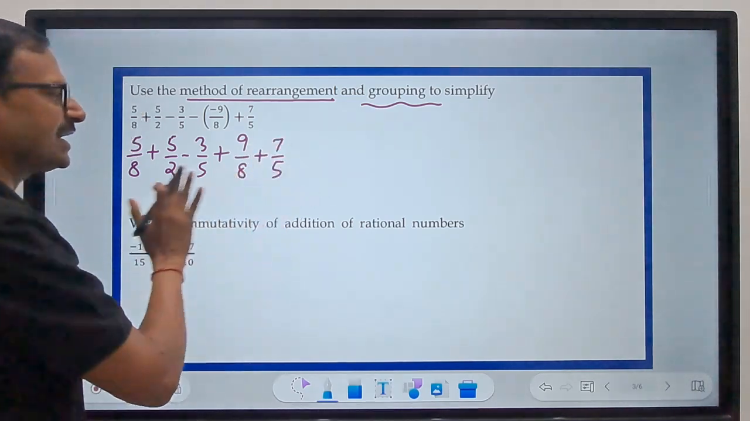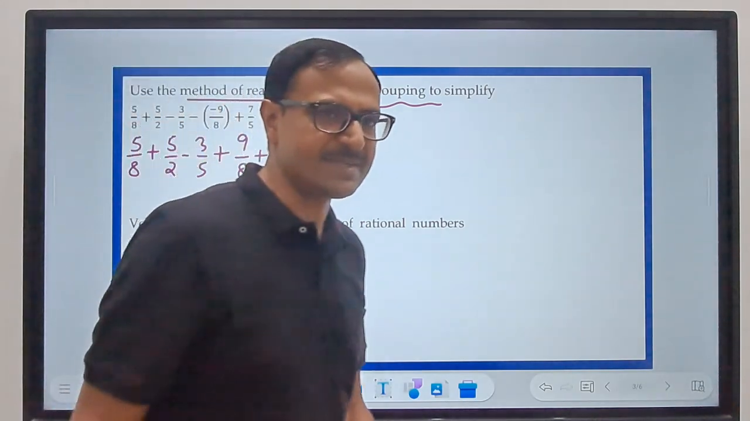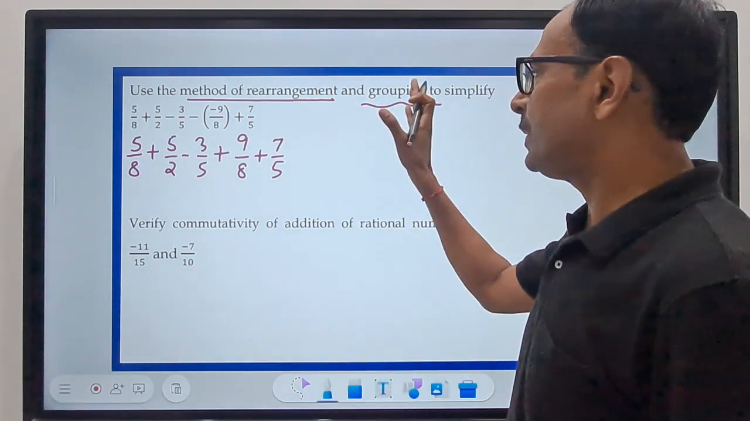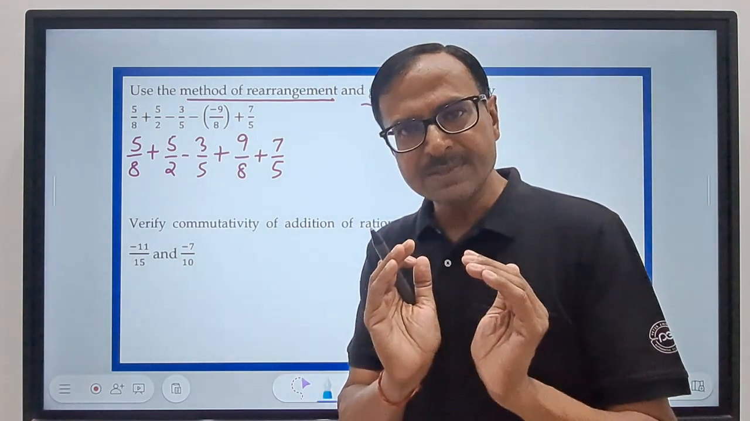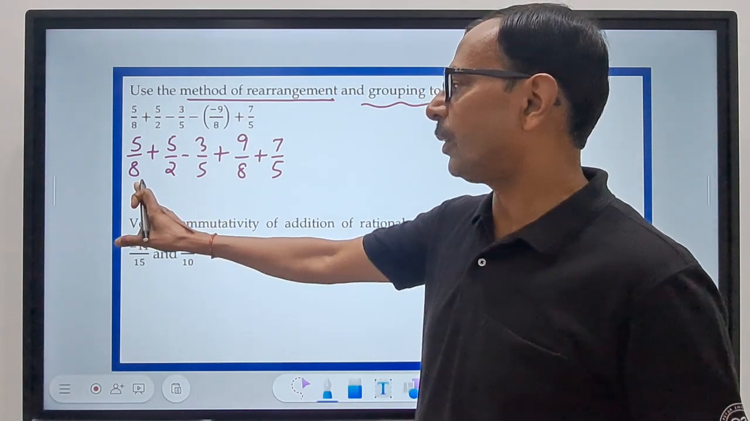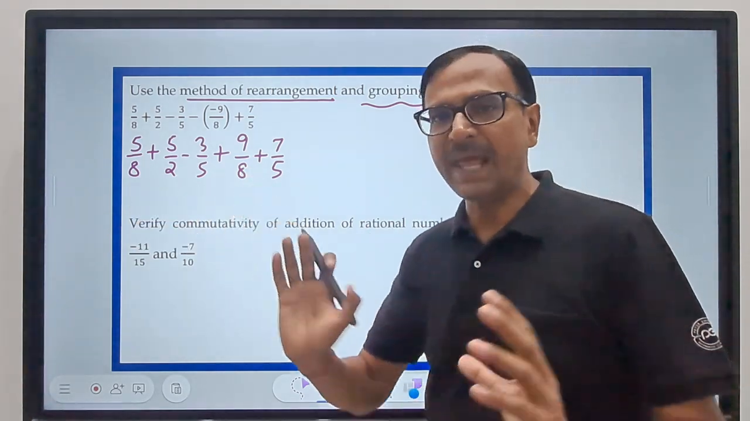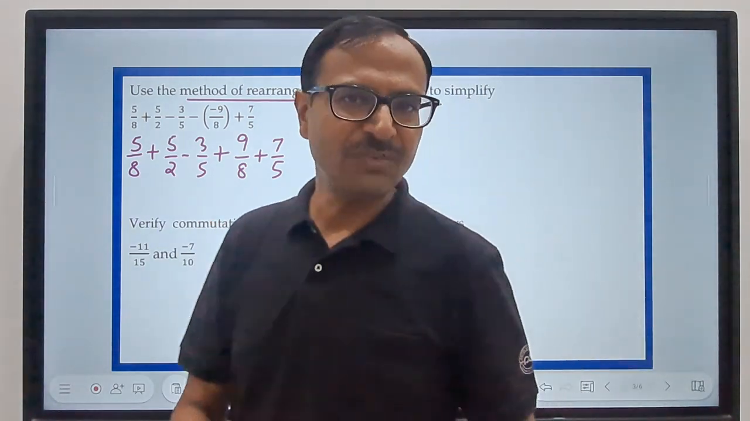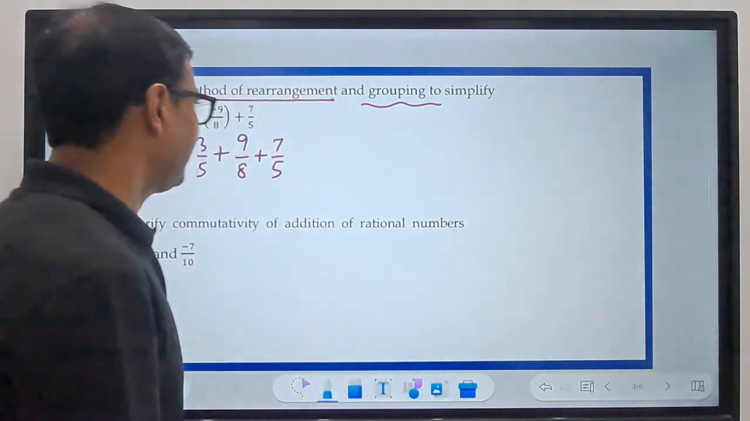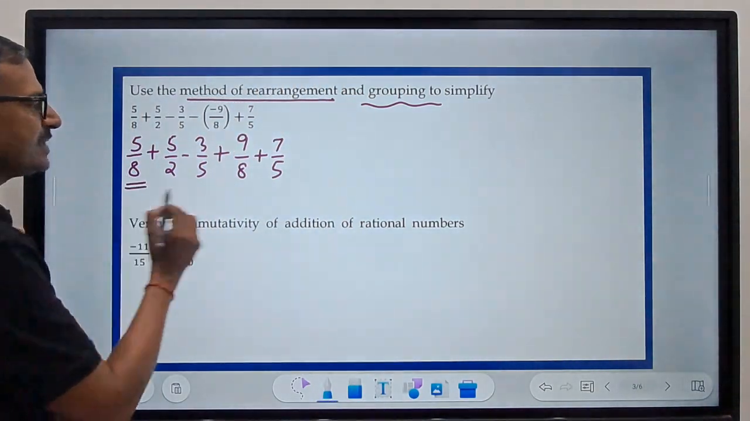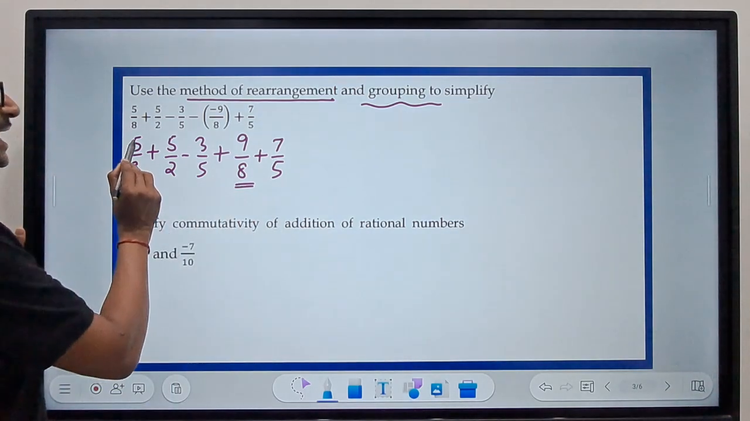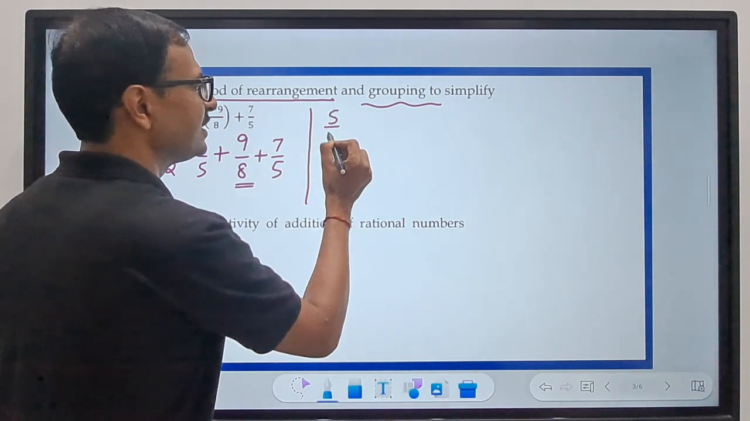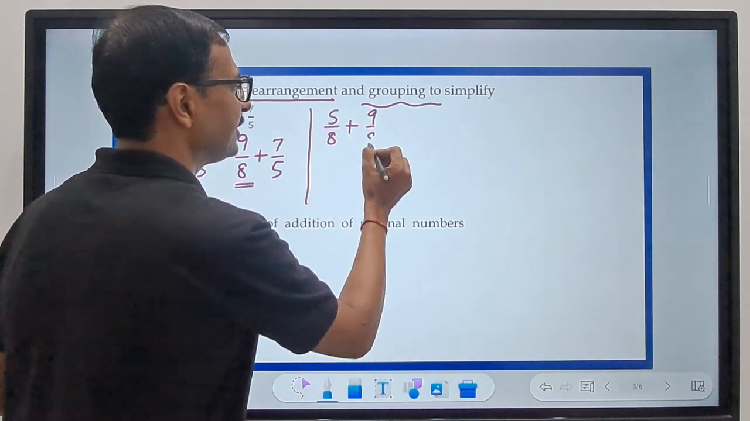So what did I do? The first thing I did is remove the brackets in the question. So I don't want any brackets in the question. And now what do you mean by rearrangement and grouping? Grouping is when you watch the denominator and you see that there are some like fractions. Like fractions are the fractions which have the same denominator. Adding like fractions is very easy, and therefore what I will do is I will group this and this together and just add the numerators. So 5/8 plus 9/8. I will write one more step for your convenience. This is 5/8 plus 9/8, right?